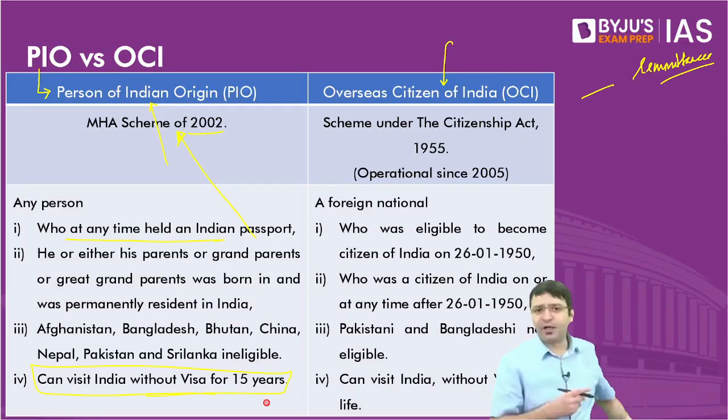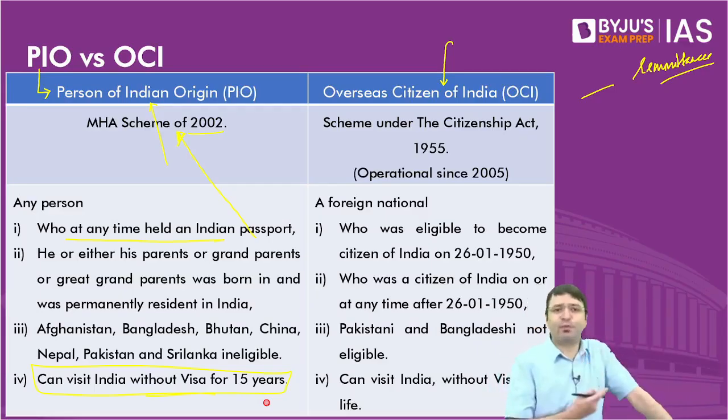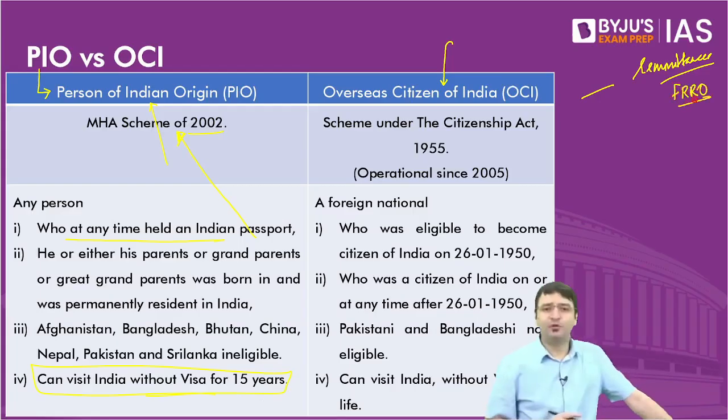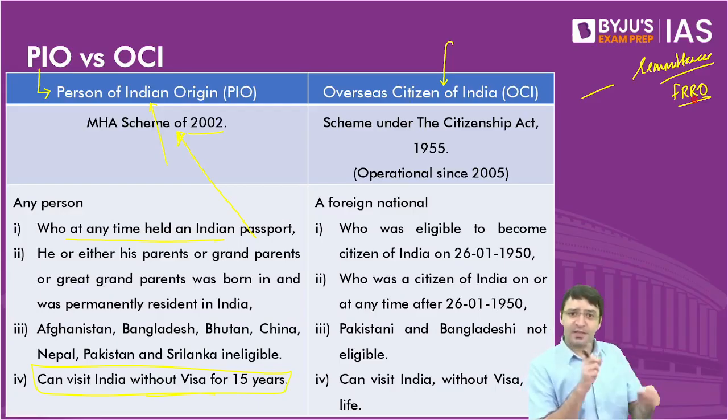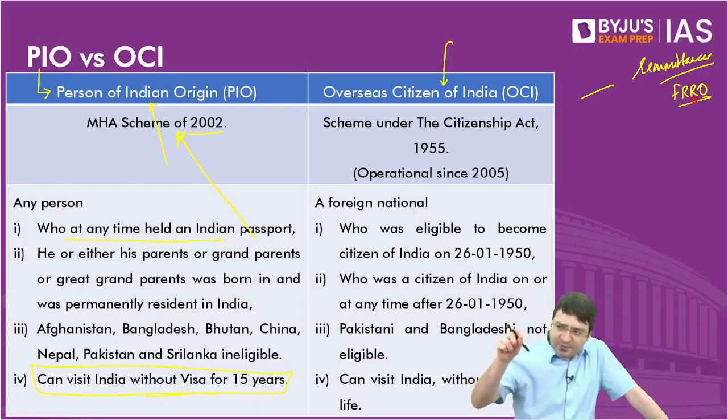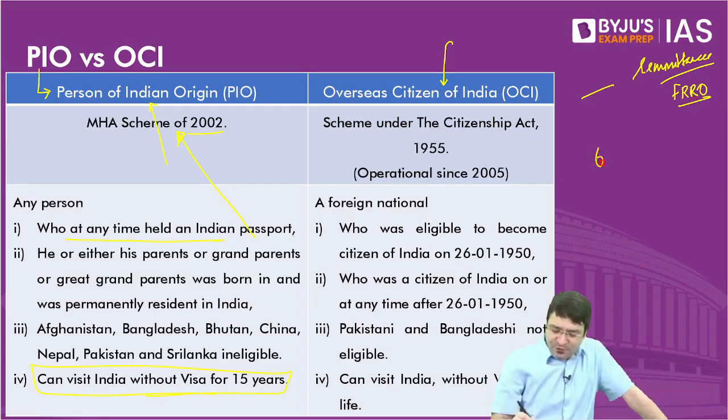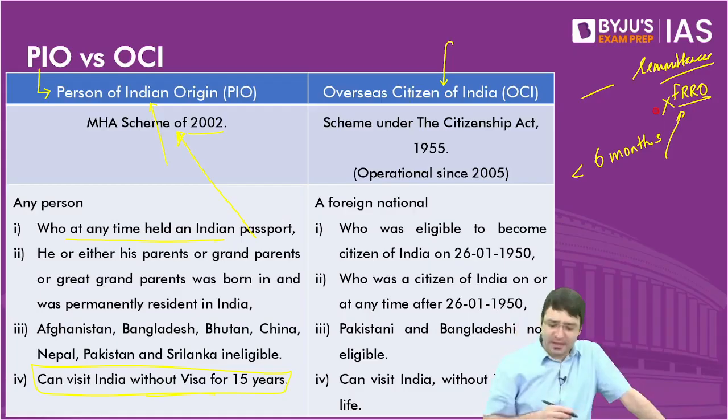Similarly, when a foreigner comes to India, he or she has to report to the police, the Foreigners Regional Registration Office, FRRO. Now the PIO scheme said, if there is a person of Indian origin, somebody who once held an Indian passport, and he or she wants to come to India, if your stay in India is for less than 6 months, don't report to the police. You have no requirement to approach the police. But if your stay in India is for more than 6 months, then yes, you'll have to report to the FRRO.